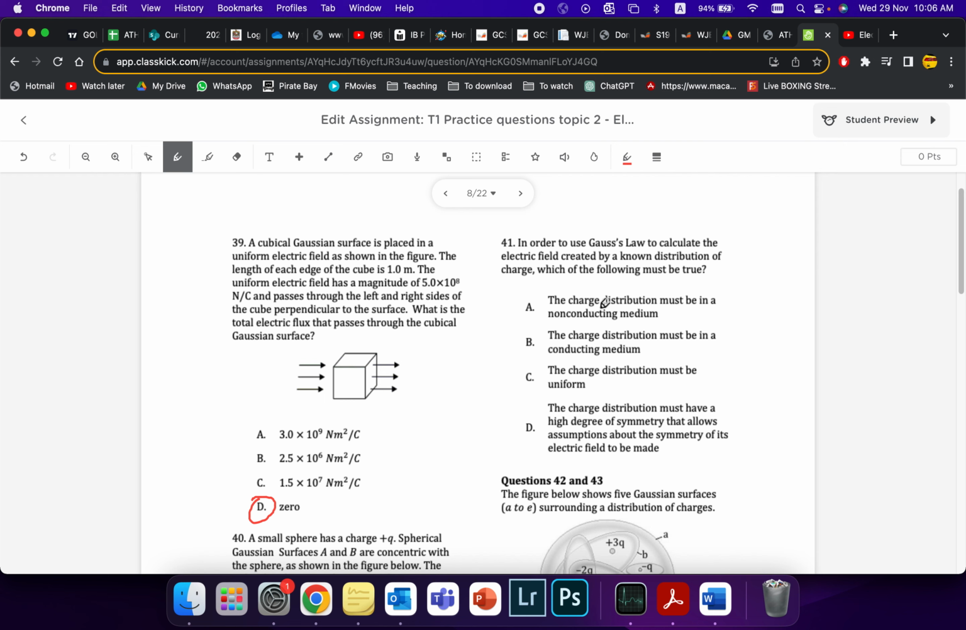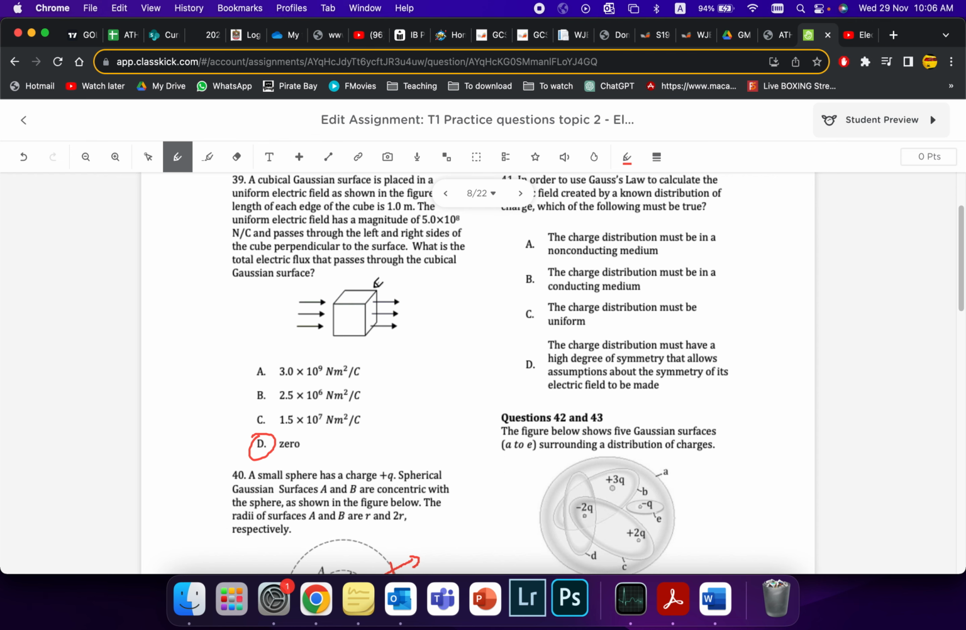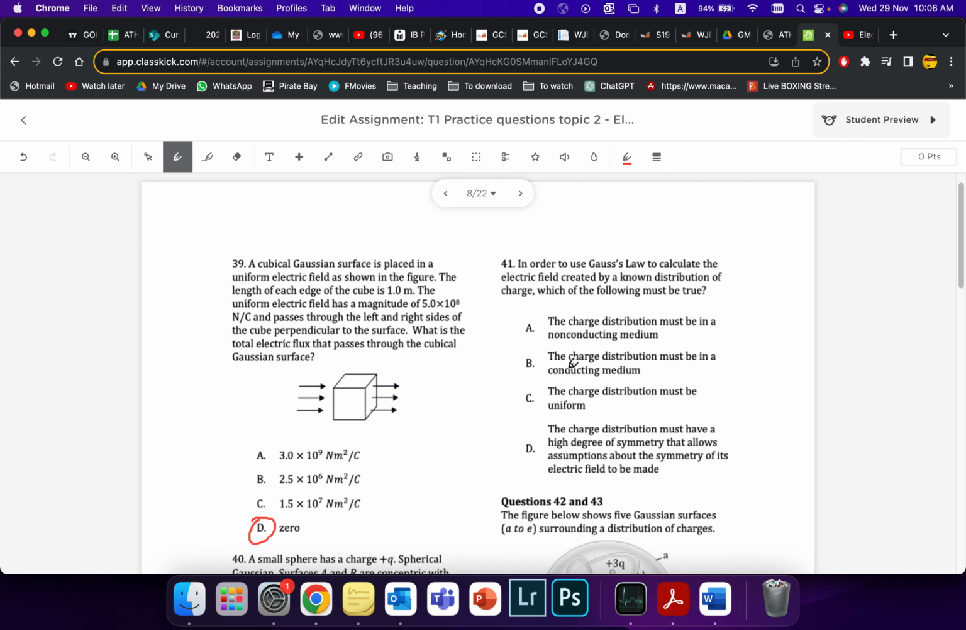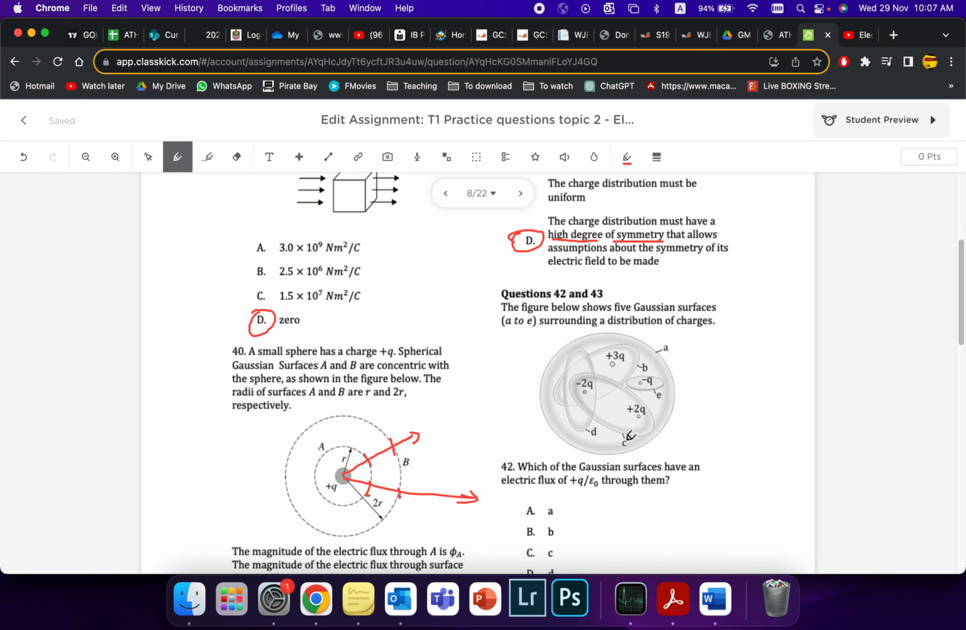All right. In order to use Gauss's law, we must know that Gauss's law only really works in symmetrical objects. If you've really noticed, we're using cubes, we're using spheres, we're using cylinders, so it must be symmetry. Your answer must mention something about symmetry. So I see the word symmetry here, which basically means it must be symmetrical. So D directly, I have the answer.